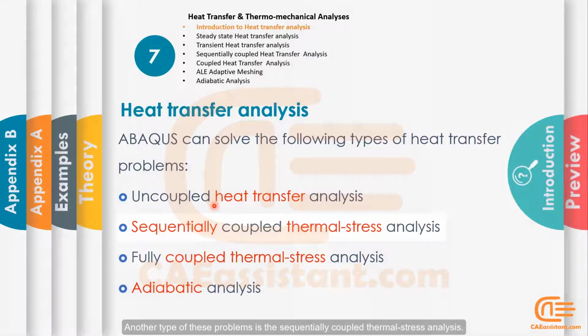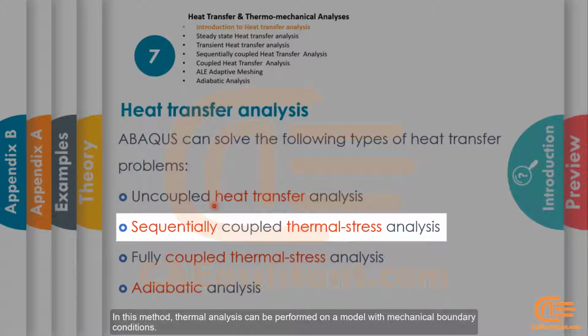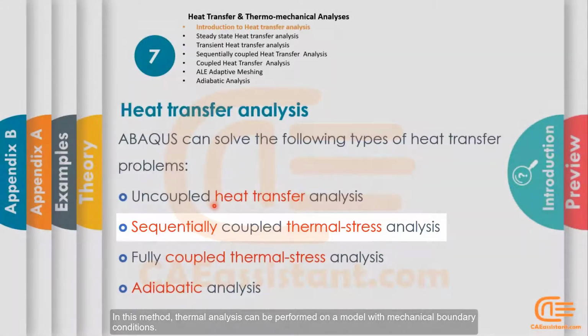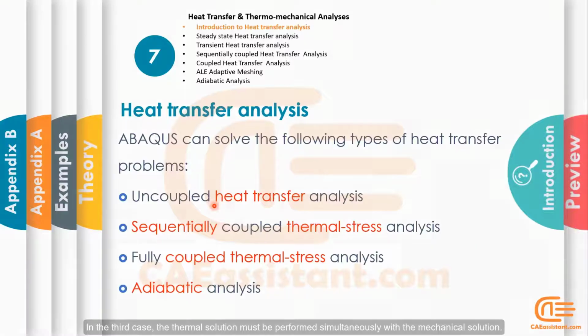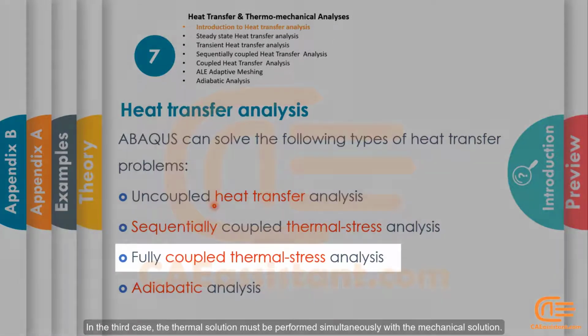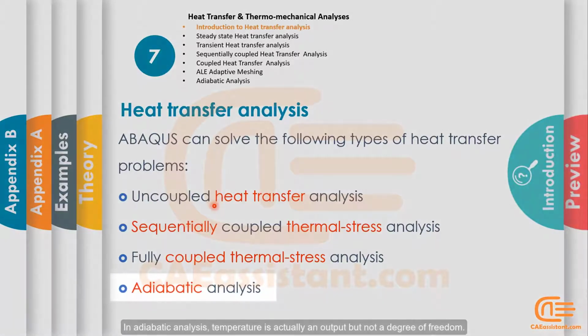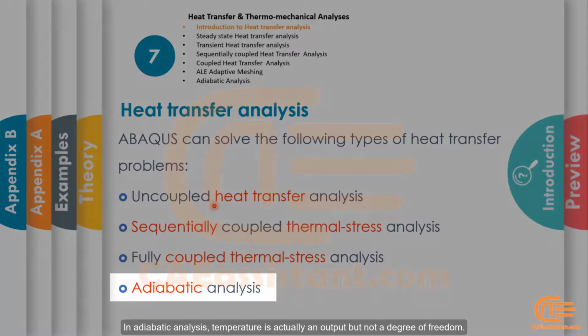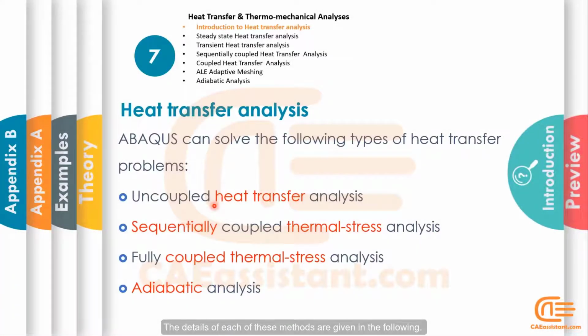Another type of these problems is the sequentially coupled thermal stress analysis. In this method, thermal analysis can be performed on a model with mechanical boundary conditions, and the results can be seen properly. In the third case, the thermal solution must be performed simultaneously with the mechanical solution. In adiabatic analysis, temperature is actually an output, but not a degree of freedom. The details of each of these methods are given in the following.